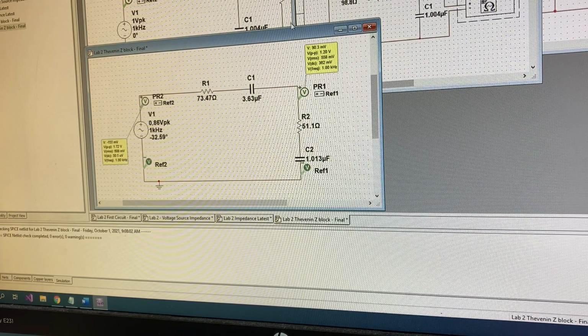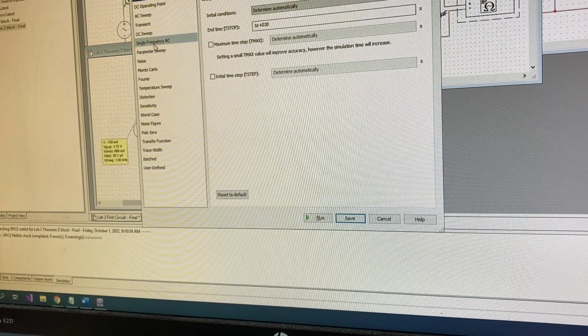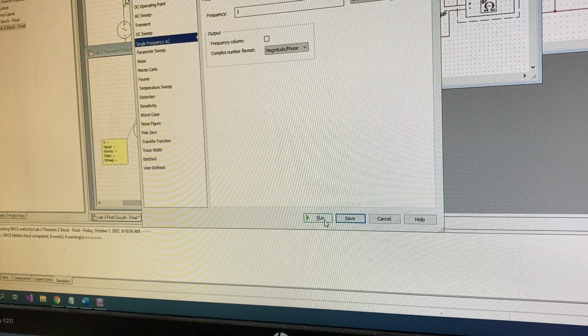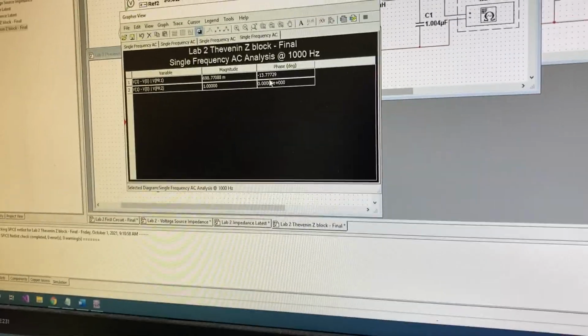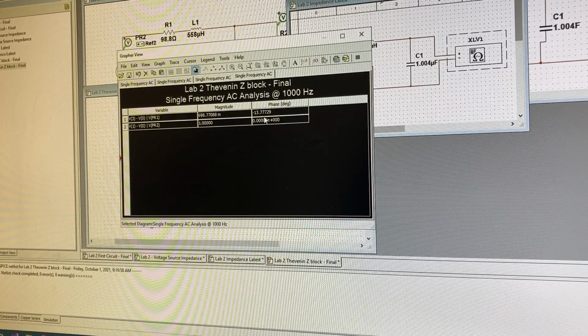If I go to Multisim here, and I want to look at the phase difference between those two signals. Let me stop this simulation. Again, single frequency AC analysis, and negative 13 degrees, close enough. But that's the idea of how to collect the data.